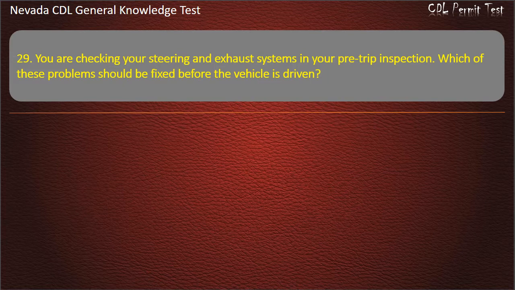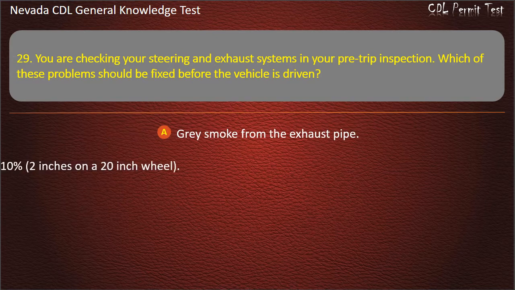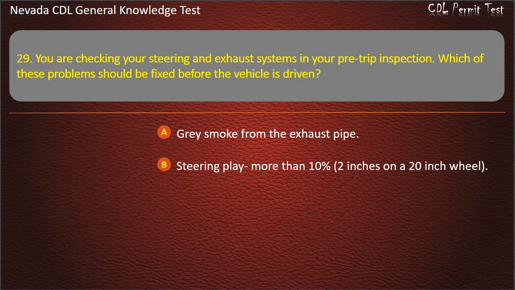Question 29. You are checking your steering and exhaust systems in your pre-trip inspection. Which of these problems should be fixed before the vehicle is driven? Gray smoke from the exhaust pipe. Steering play more than 10 degrees, 2 inches on a 20-inch wheel. Oil on the tie rod. Answer: Steering play more than 10 degrees, 2 inches on a 20-inch wheel.